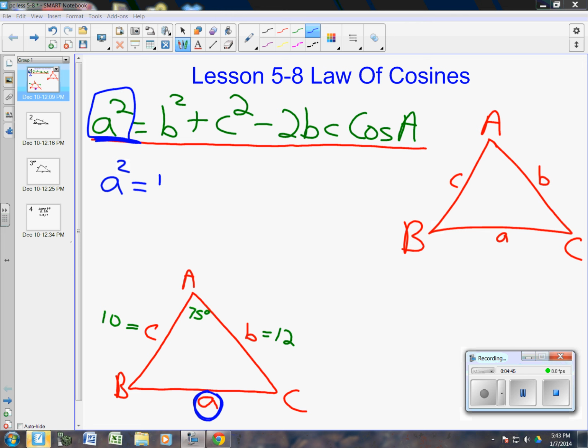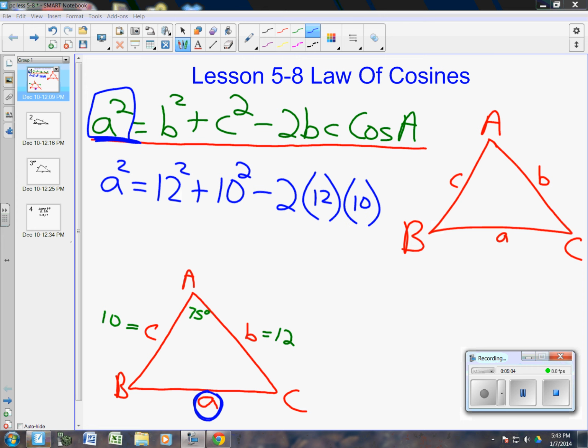B is 12, so 12 squared, plus c is 10, so 10 squared, minus 2 times b, which is 12, times c, which is 10, and I really didn't need this triangle, did I?